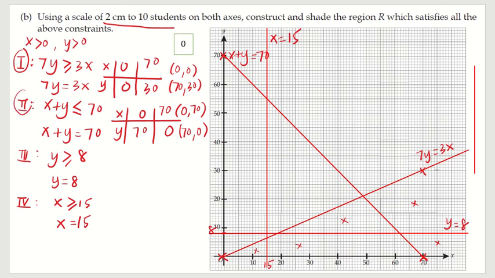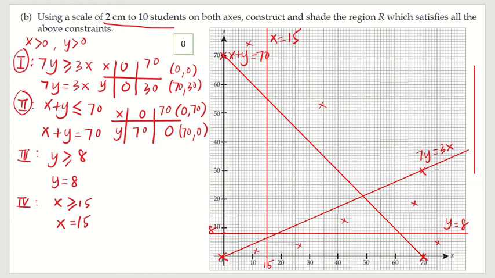Then the second one, s plus y. This is s plus y equals 70. Then we want less, we want the lower part. So the upper part is not used anymore. This one, all throw away. So now we only have this region left.